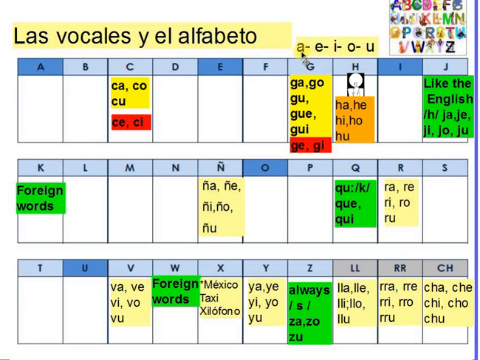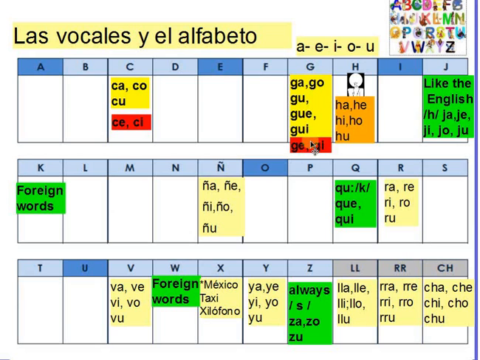So you need to avoid saying ta, te, ti, to, that T sound. You don't do that in Spanish. Again, you go da, de, di, do, du. Now here we have E. The letter F is the same sound, fa, fe, fi, fo, fu. And here we have a troublemaker.